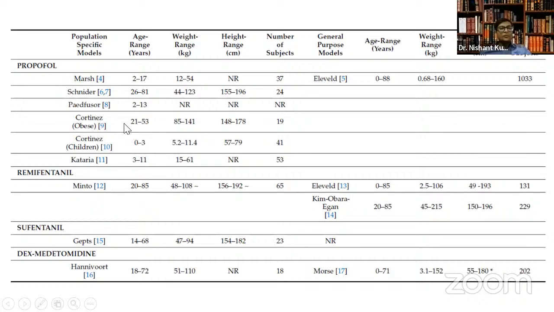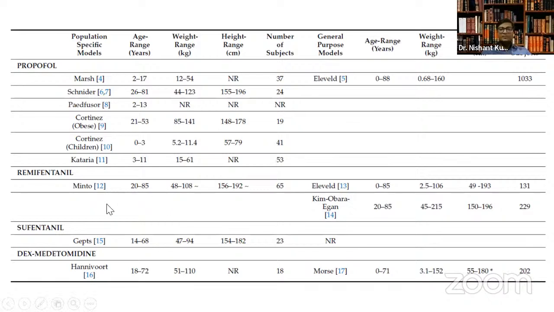So we have the Cotton models for obese patients, that is from 21 to 53. Again, we have the weight ranges of these patients, and we have the height ranges also. And these were the number of subjects which they have used. And this is the Eleveld model. Although this is 0.68 to 160, now there was an Eleveld 2 which has gone up to 600 grams to 200 kg.